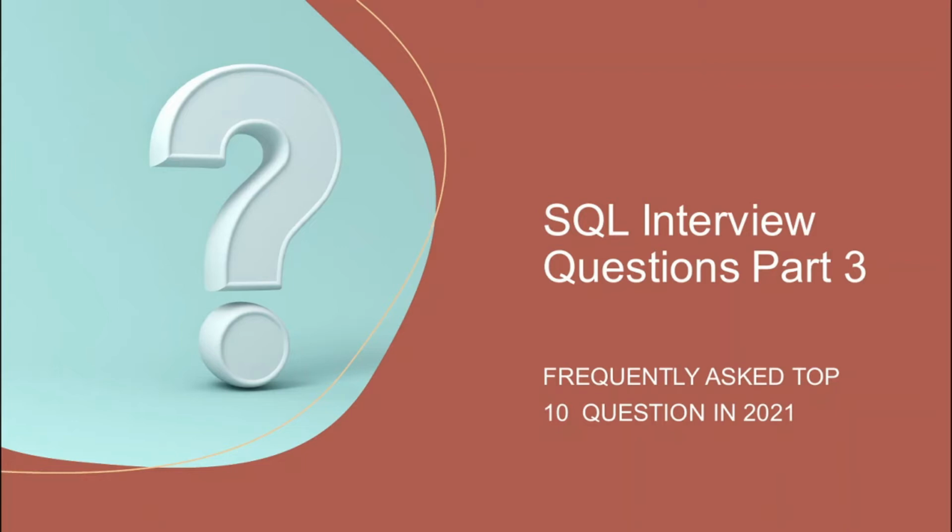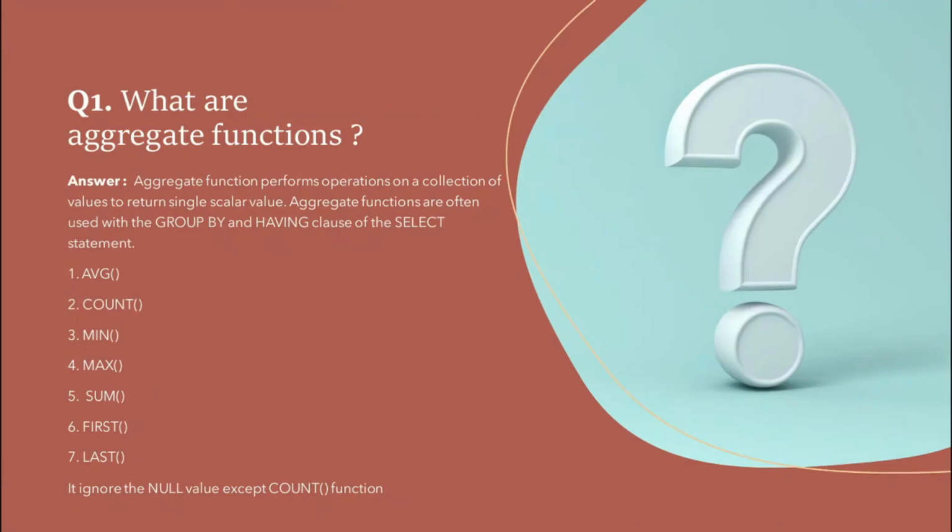So friends, you got the answer. Aggregate functions perform an operation on a collection of values, and what do they return? They return a single scalar value, a single value. We have these functions: average, count, minimum, maximum, sum, first, last. Also remember, they ignore null values except count. Only count will consider the null values.